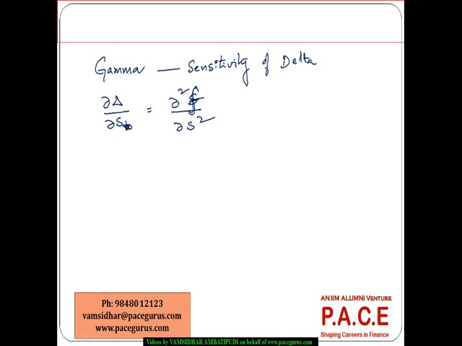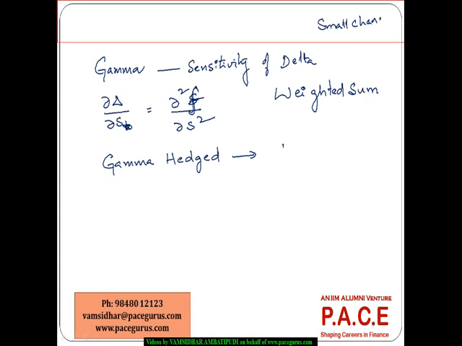And in the same way, even when I am doing it for a portfolio, it's simply the weighted sum of the gammas of the individual assets in the portfolio. Now, just like we do delta hedging, we also get into a gamma hedge, because it's not sufficient for me to typically make my portfolio delta neutral. Delta neutral is going to protect your portfolio only for small changes in the price.